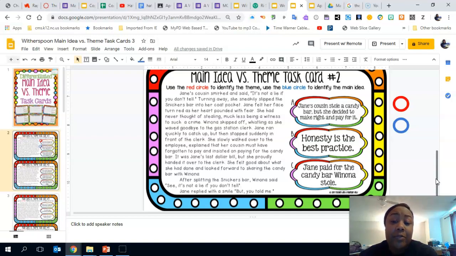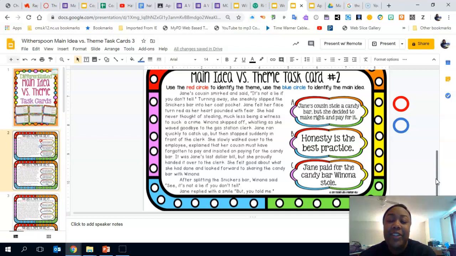Iona skipped off, whistling as she waved goodbye to the gas station clerk. Jane ran quickly to catch up, but then stopped suddenly in front of the clerk. She slowly walked over to the employee, explained that her cousin must have forgotten to pay, and insisted on paying for the candy bar. It was Jane's last dollar, but she proudly handed it over to the clerk. She felt good about what she had done and looked forward to sharing the candy bar with Iona. After splitting the Snicker bar, Iona said, "See, it's not a lie if you don't tell." Jane replied with a smile, "But you told me."